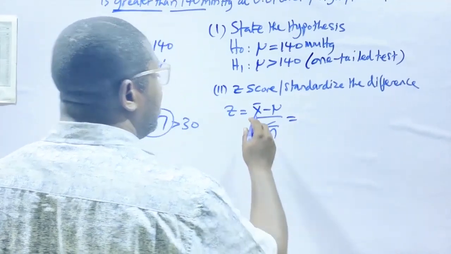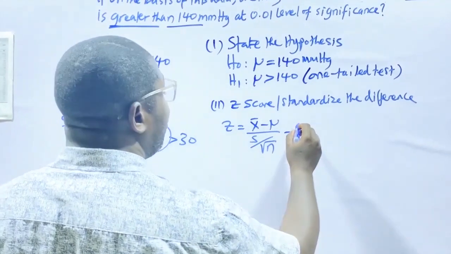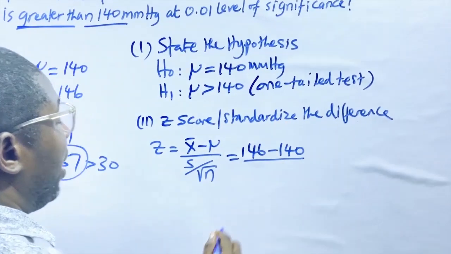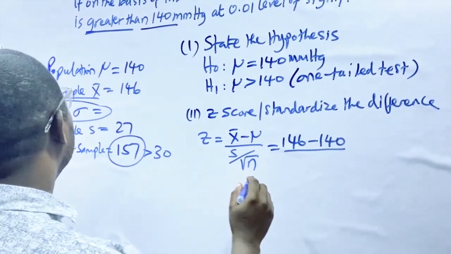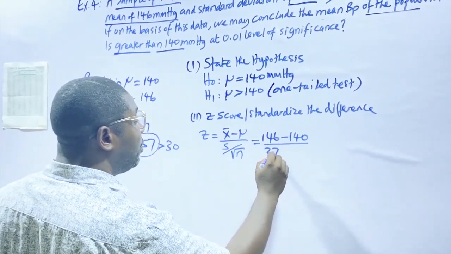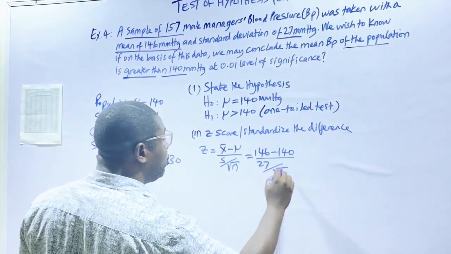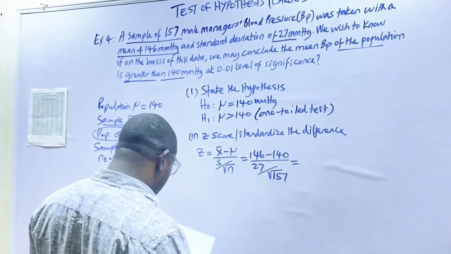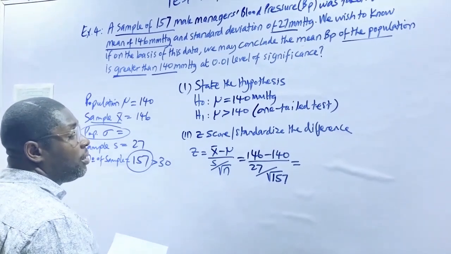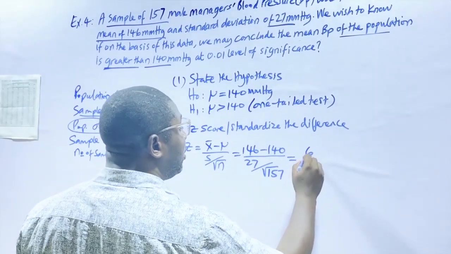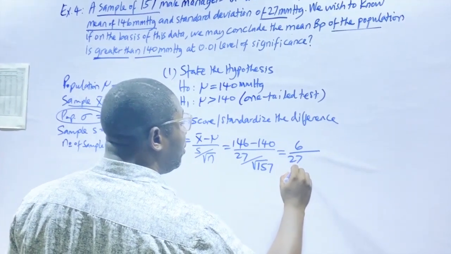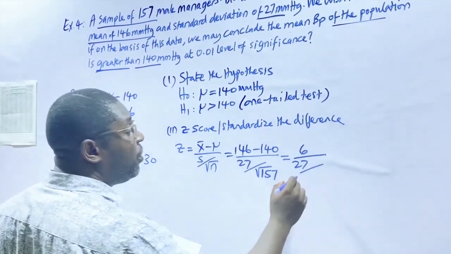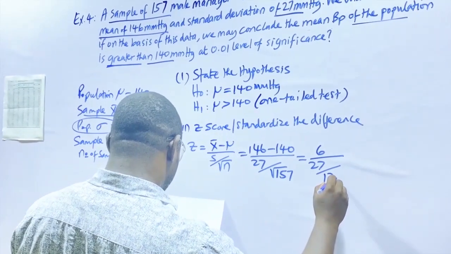So let's solve this. The sample mean is 146 minus 140 divided by the sample standard deviation, which is 27, divided by the root of 157. I trust you're following. Let's continue with this. 146 minus 140 is 6, divided by 27 all over the root of 157, should give us 12.53.